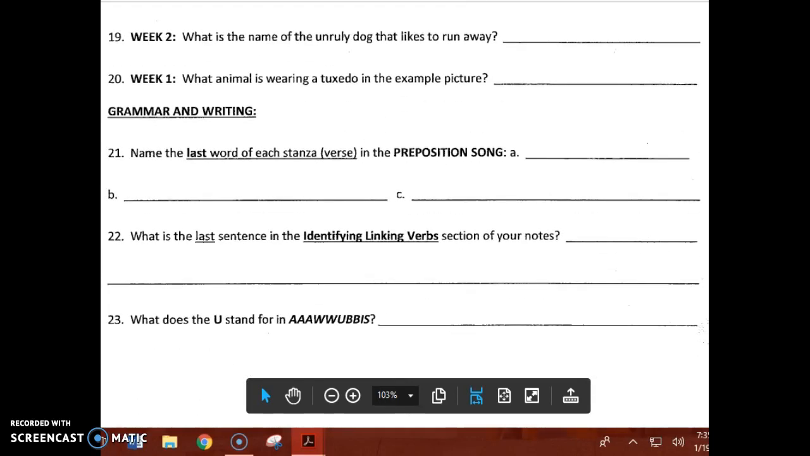The next section is grammar and writing. Turn to your grammar and writing sections of your binder. Number 21, look for the preposition song and name the last word of each stanza or verse in the preposition song. There's space for 3.